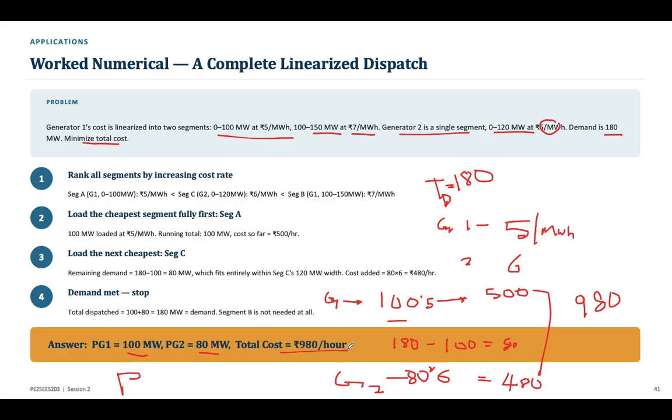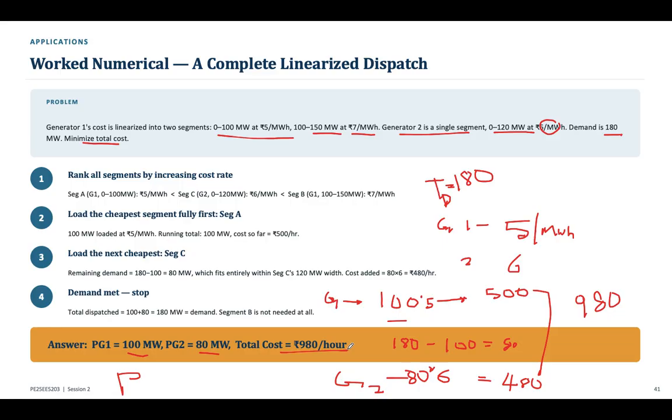This is the same economic principle we saw earlier. Use the cheapest available marginal generation first, subject to capacity constraints. Notice the numerical example can be interpreted directly as a linear program solution. The cheapest segment is filled first because its objective coefficient is smallest. The next segment is then used until demand is satisfied.